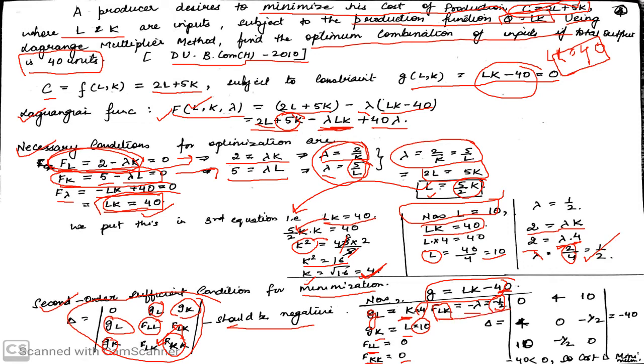Now write the Hessian determinant. Put the values. This will be 0. This will be GL 4, GK 10, 4 10 इधर लिखा हमने, and हमारा ये FLL 0 है, ये मेरा FKK 0 है, और ये दोनों minus half है. You solve it, you get minus 40. Minus 40 is less than 0, so cost is minimized over here, right?